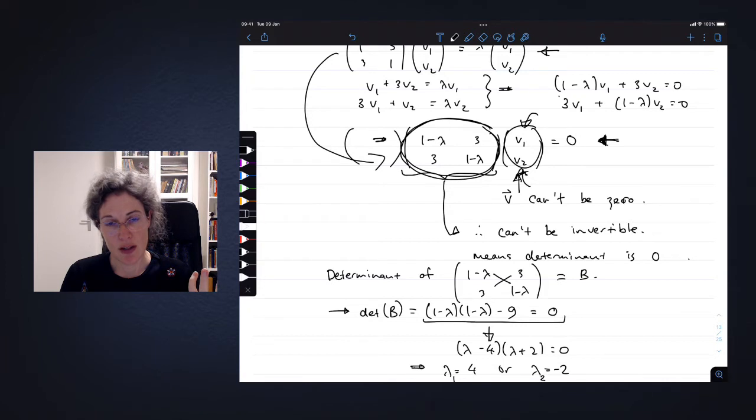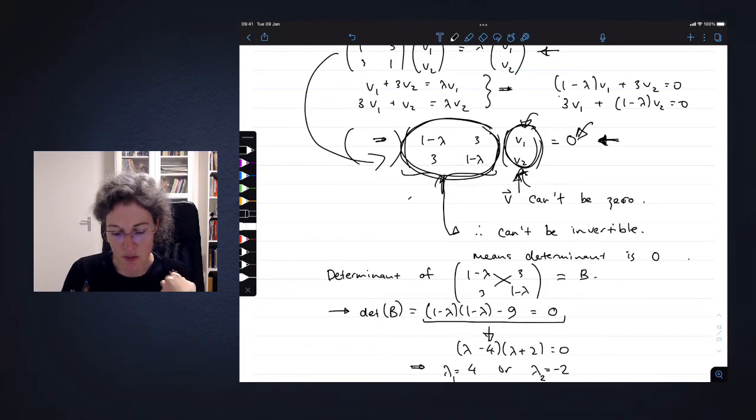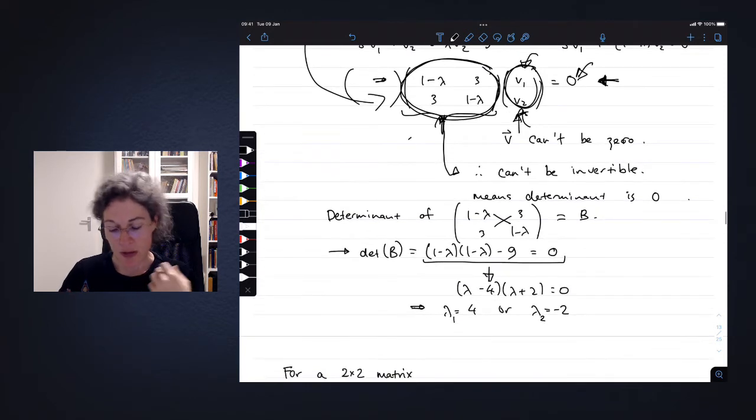Because if we could find an inverse, then we could just multiply both sides of that equation, and then we'd end up with v1, v2 on the left-hand side, and we'd have 0 on the right-hand side. And then our v would be 0, but we just said it can't be 0. So the only way to prevent that is to make sure that this matrix over here isn't invertible. But in order to not be invertible, it needs to be the case that the determinant is 0.